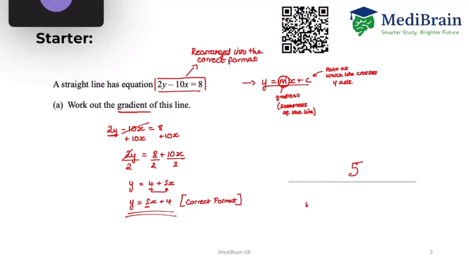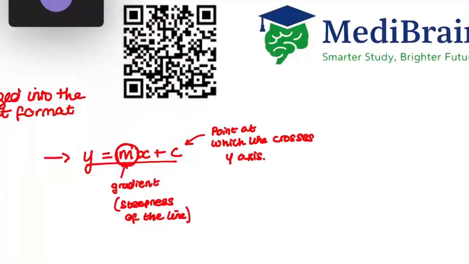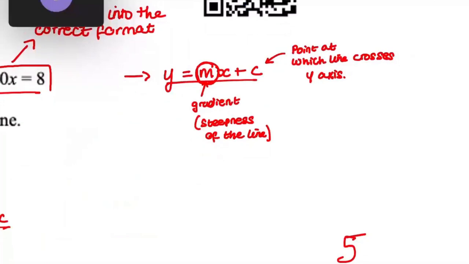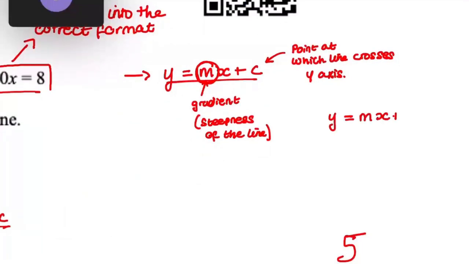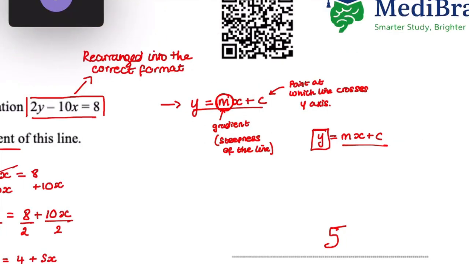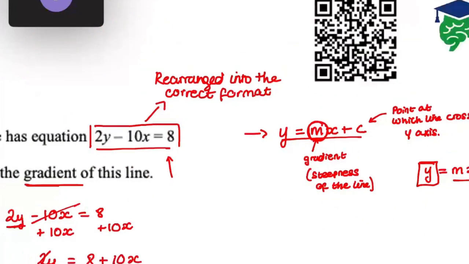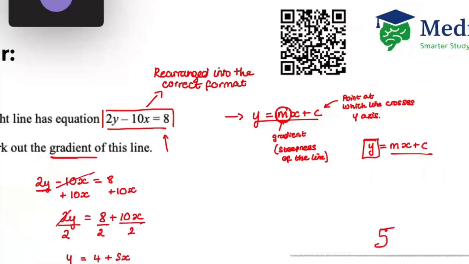Okay, and just to go over this once again, we need to work out the gradient of the line. We're given the line 2y minus 10x equals 8. We want it to be in the correct format. Any line that we're given, before we answer any question, we want it in the format of y equals mx plus c. We want y by itself on one side and everything else on the other side. Over here, we're given the equation 2y minus 10x equals 8. That's not in the correct format because y isn't by itself, so we're going to rearrange it to make y by itself.